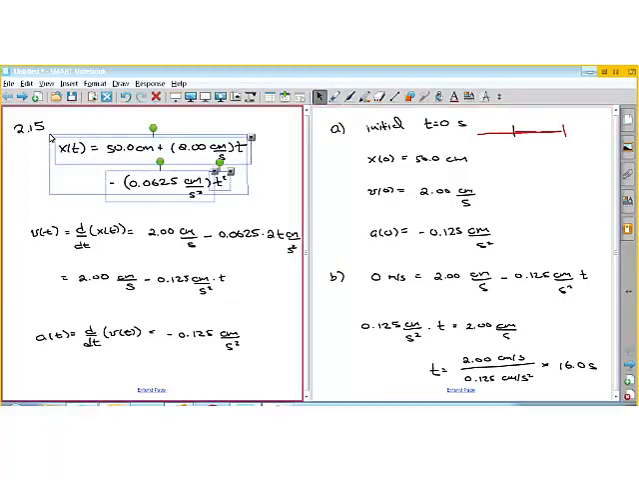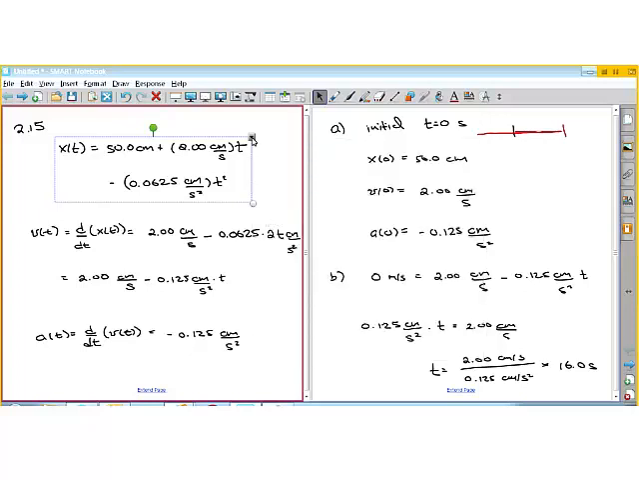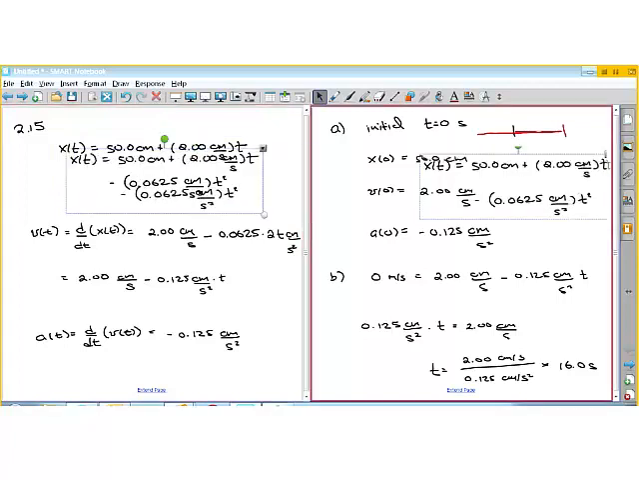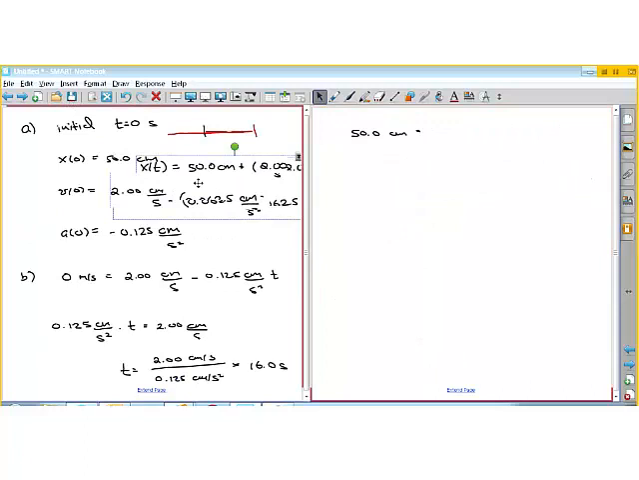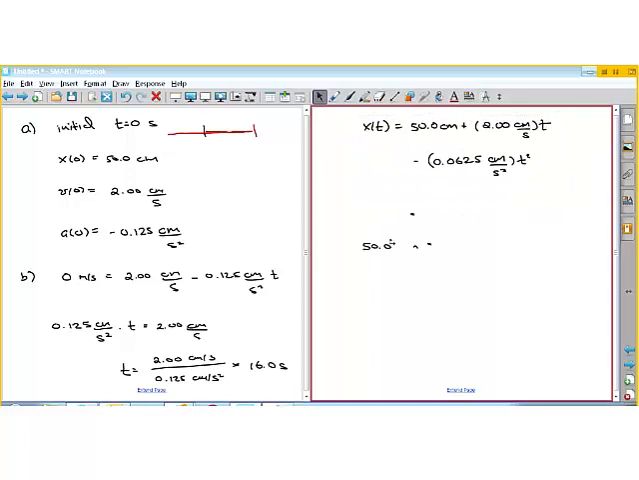So let me just copy this. I'm just going to drag it over here because I have the hardest time with, whoops. Okay, so I'm going to just take this, move it down. So there's my displacement. So what I'm going to do is put the displacement 50 centimeters, and then I have the equation on the right-hand side.